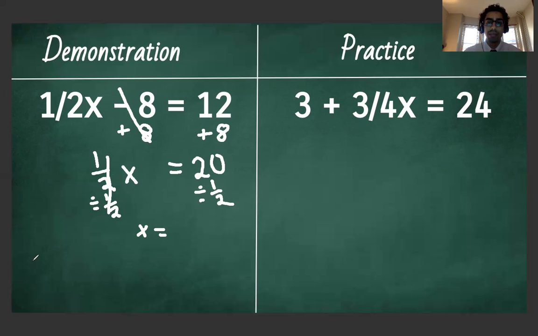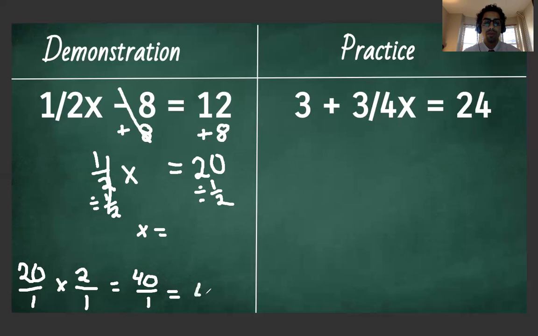So I'm going to rewrite 20 divided by 1/2 as 20 over 1. Instead of dividing by 1/2, I'm just going to multiply by the opposite. So multiplied by 2 over 1. Remember, you can just multiply by the reciprocal instead. If I cross multiply, that gives me 40 over 1, which is the same as 40. So my solution would be x equals 40, right?